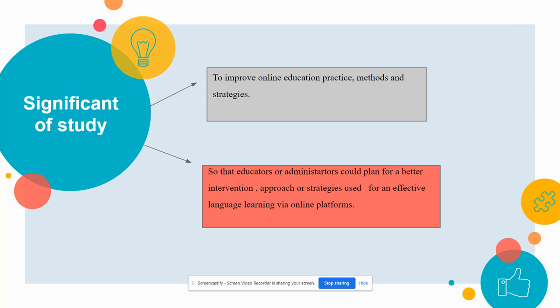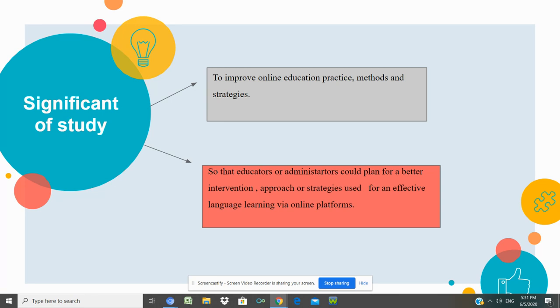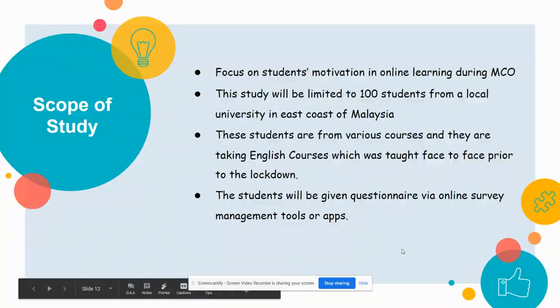And the significance of the study is to improve online education practice, methods and strategies so that administrators, educators, teachers could plan for a better intervention approach or strategies for effective language learning via online platforms.